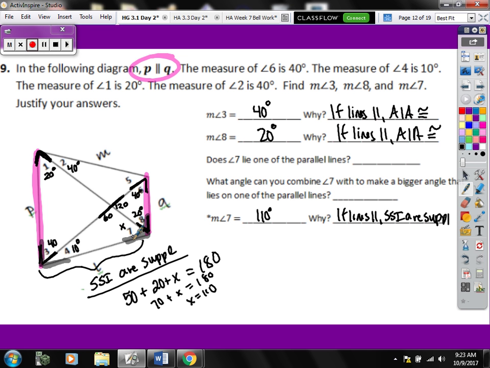Lots of different ways to solve these. Some students call them puzzle problems in the past because one answer leads you to your next answer and so on and so forth.